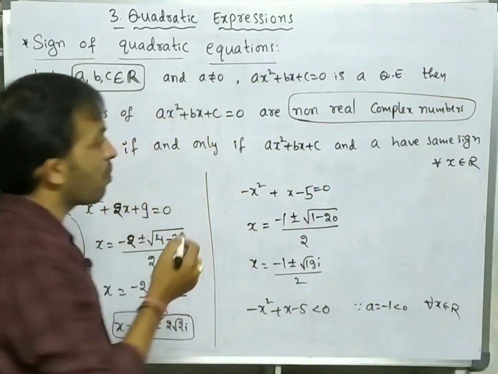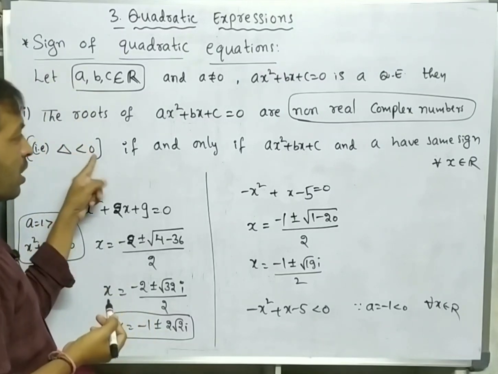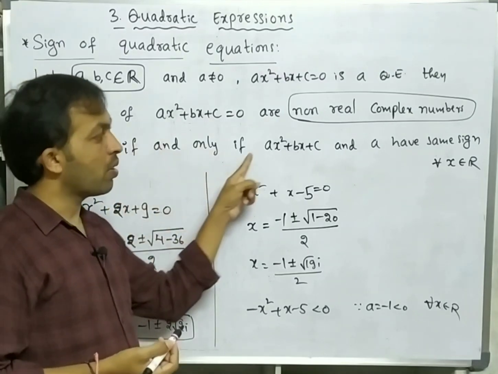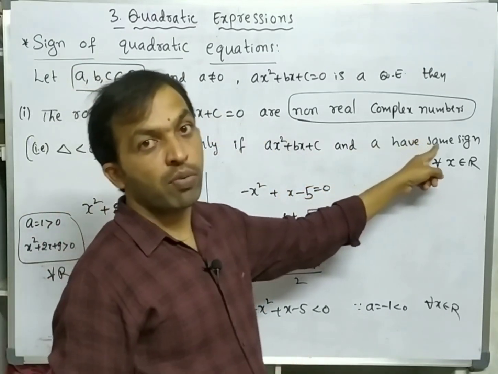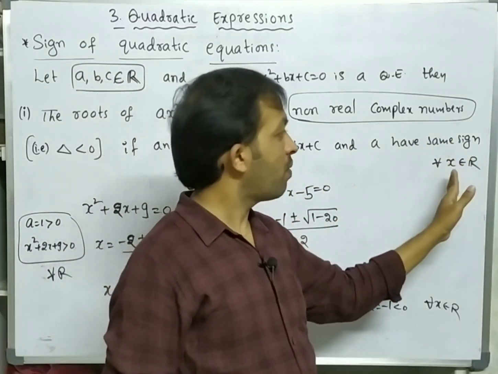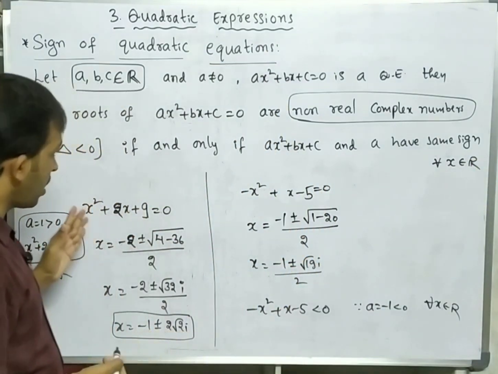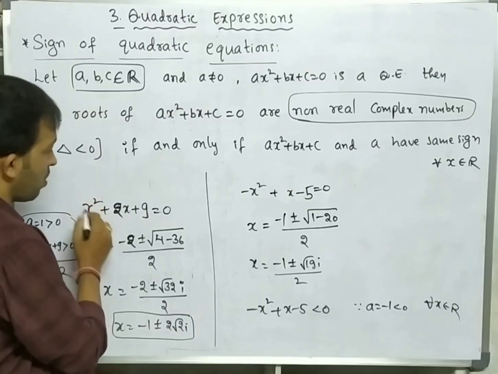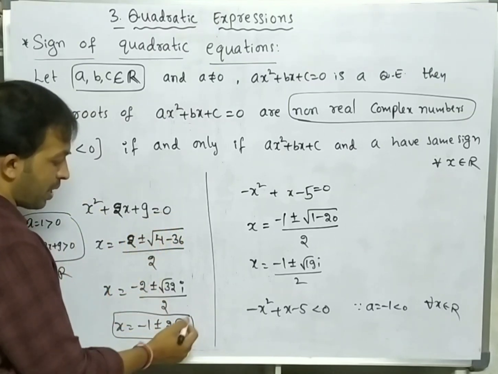The roots are complex numbers. When the roots are complex numbers, if discriminant is negative, then if and only if ax square plus bx plus c and a have same sign for every x belongs to R. If and only if means, so here I am taking x square plus 2x plus 9 is equal to 0 as example. Then the roots are complex roots.